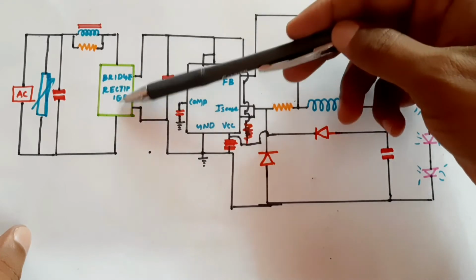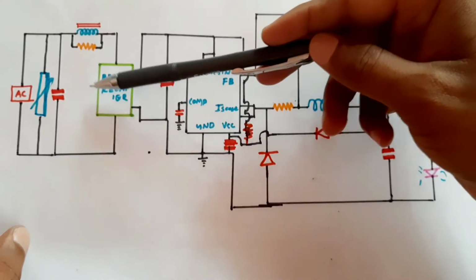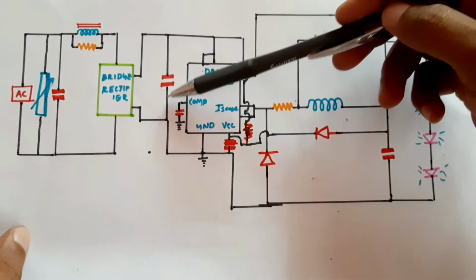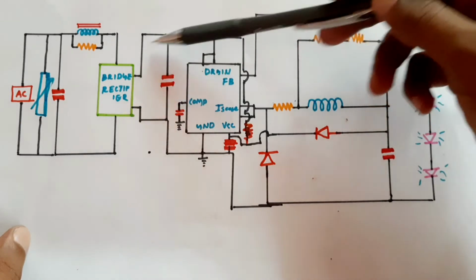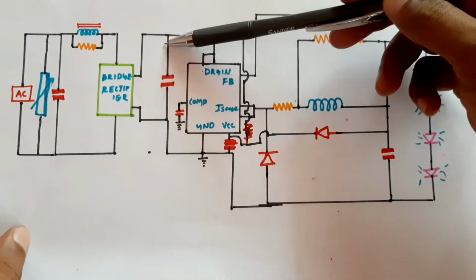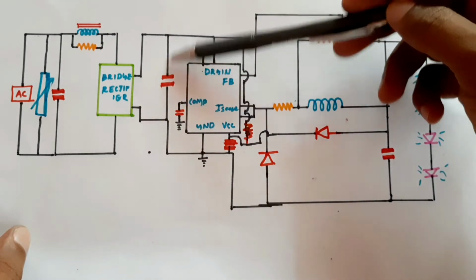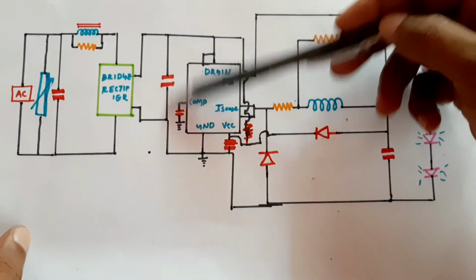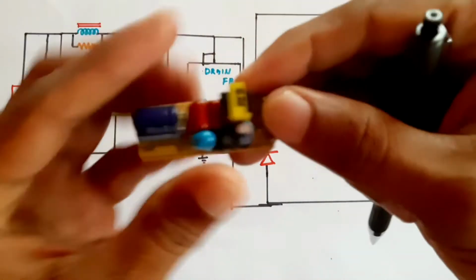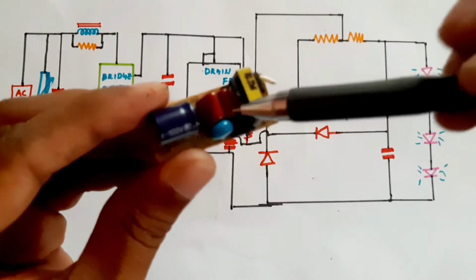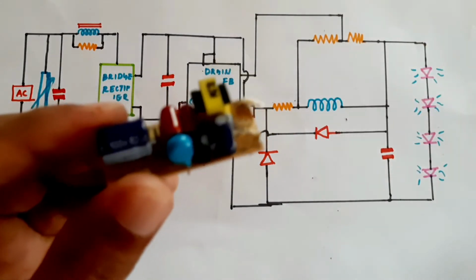And now it is connected to a bridge rectifier. As we know, the bridge rectifier converts AC to almost DC, and this capacitor is used not only to filter but also to smoothen the voltage, and also to store the energy. Here also the capacitor used is a polyester capacitor. Why is it used?